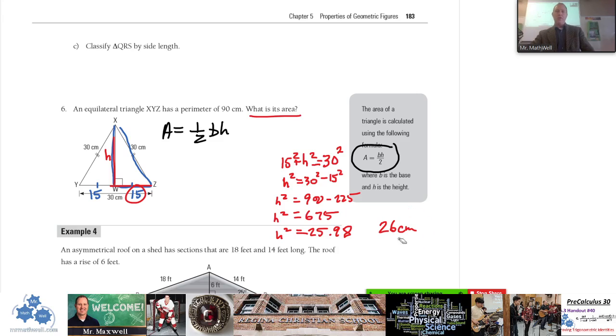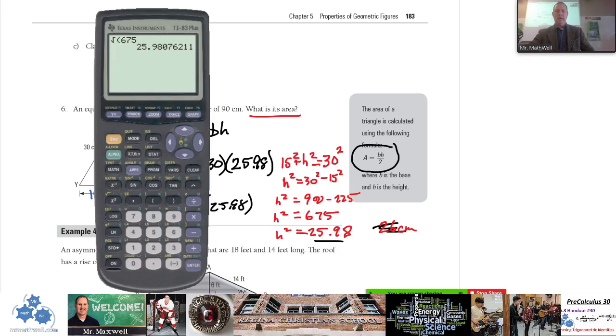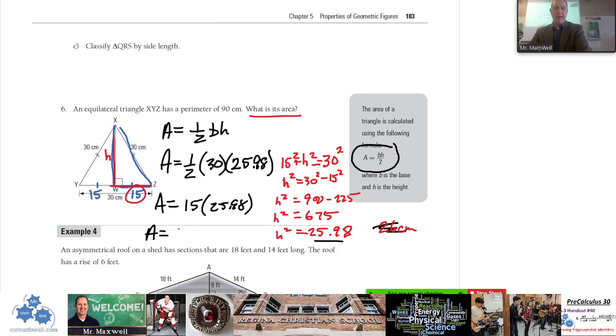So if I'm going to use 26, or maybe I'm going to use this decimal, that would be even wiser. Now I'm going to go back to my area and I'm going to say 1/2 times the base is 30 times the height is, let's use this full decimal here, 2 decimal places is good. The more decimals you use, the more accurate your answer is going to be, precise too, okay? So area equals 1/2 of 30 is 15 times 25.98, 98 times 15, 389.7. Okay, area is 389.7. And I'm done, right? Just like that?